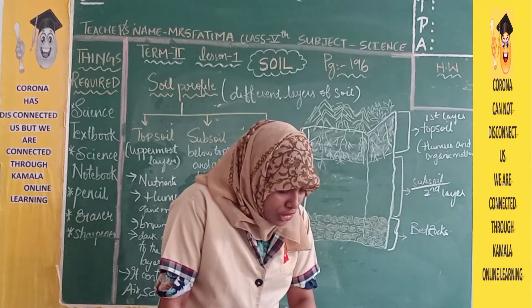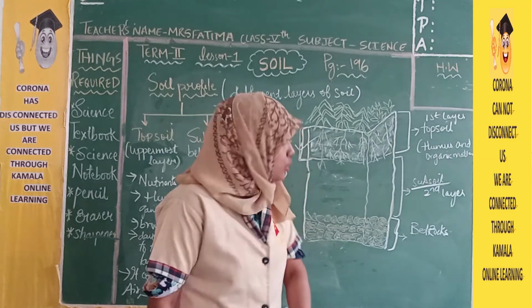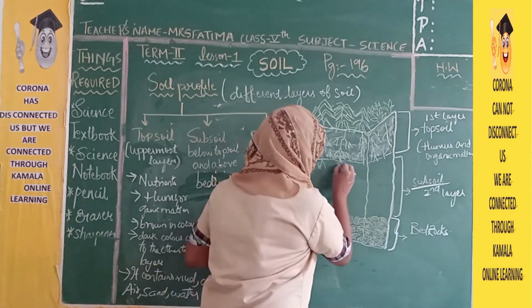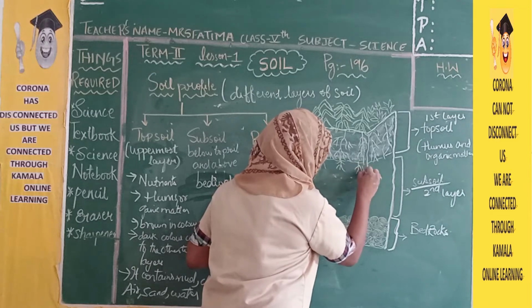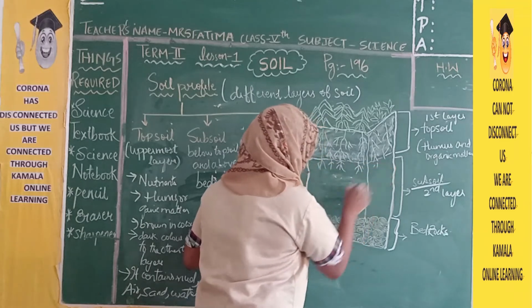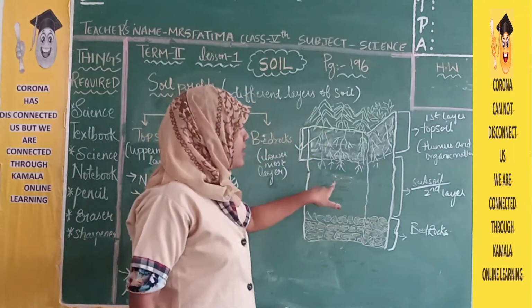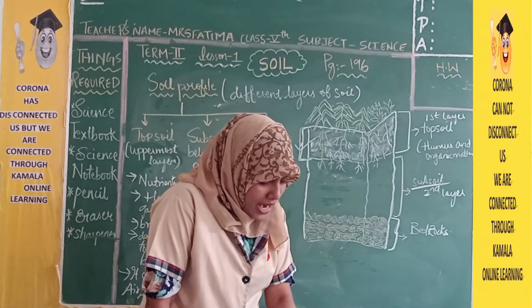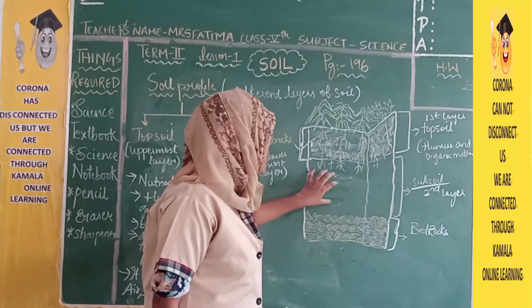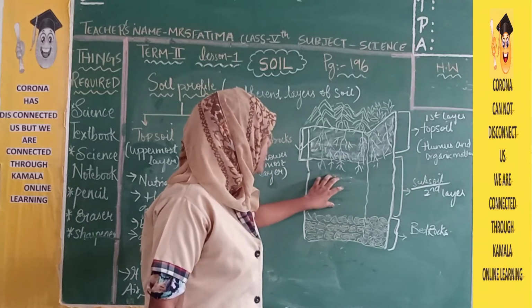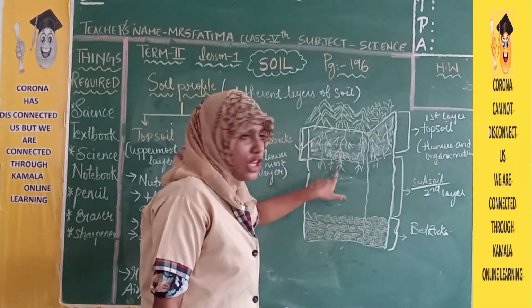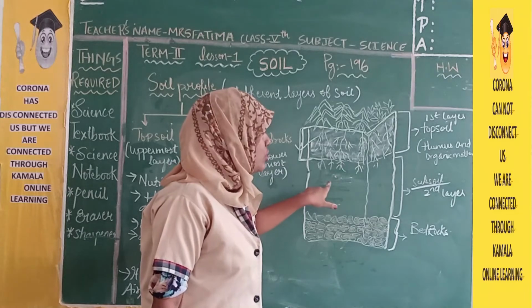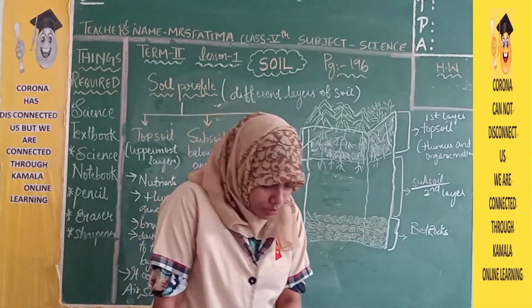Yes, the roots of the plants reach up to this layer. See, these roots are reaching here also in the second layer. So, children, the roots of the plant come till subsoil. Can you see the roots of the plant? They come to this layer also.